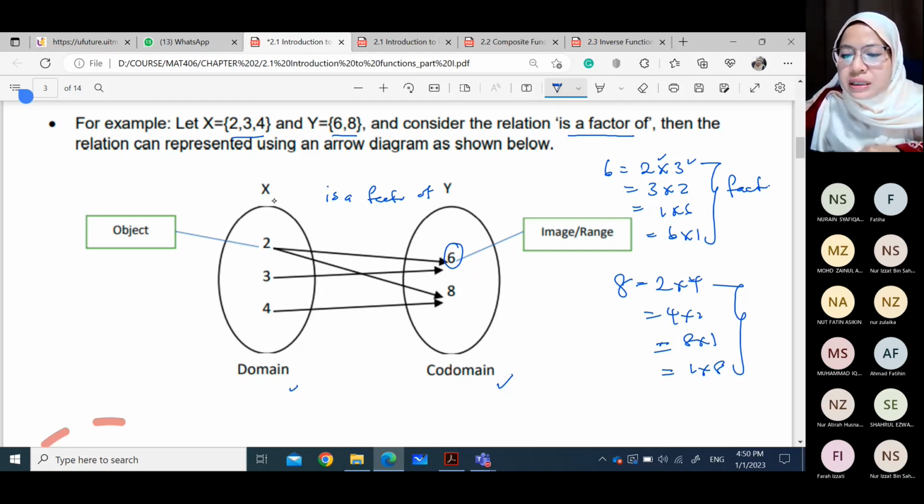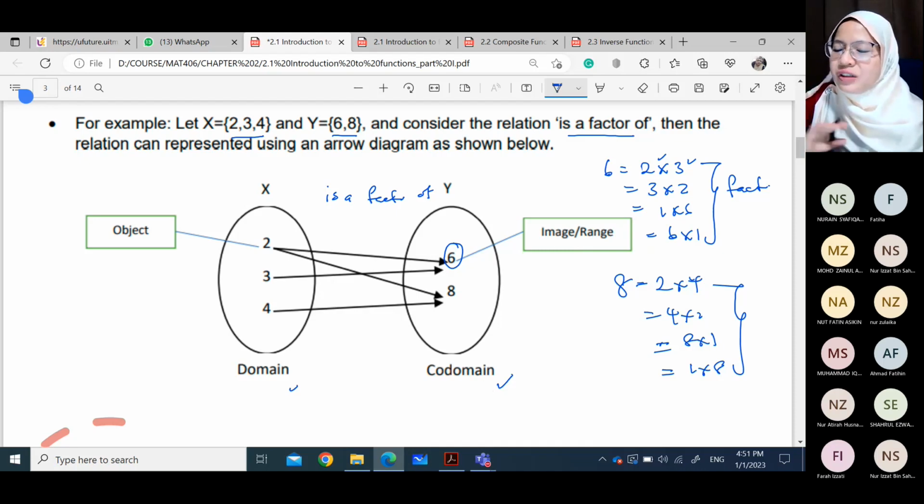So based on this example, we can say that 2 is also a factor of 8, besides 6, it is also a factor of 8. So apa yang nampak ni, kita dah mapping. Kita dah map antara objek dan juga image. So yang ini dalam set Y, kita panggil sebagai image ataupun range ataupun codomain.